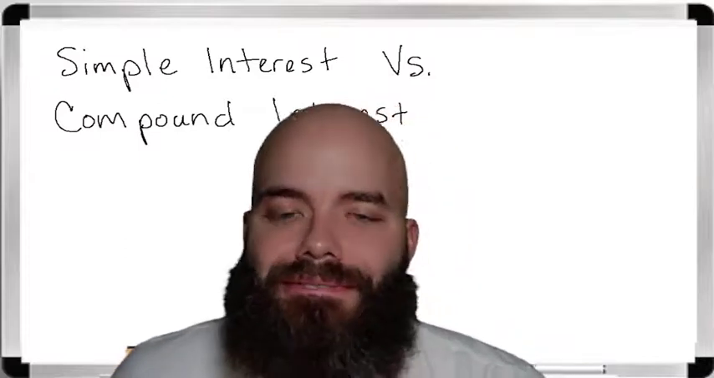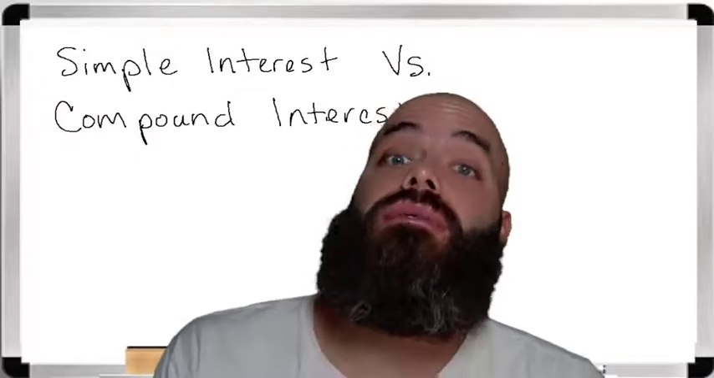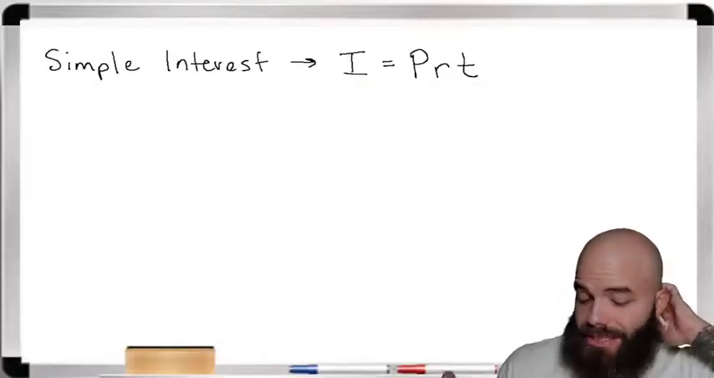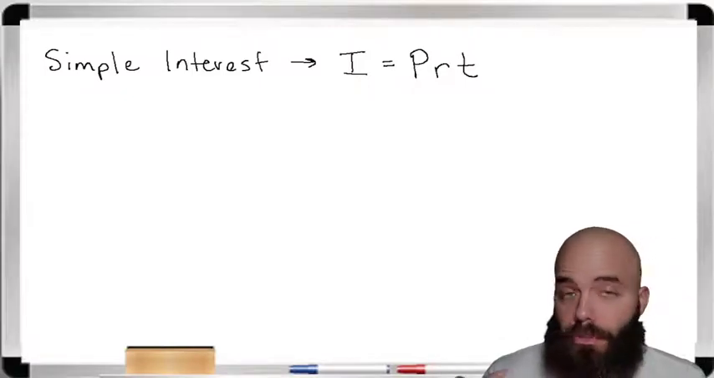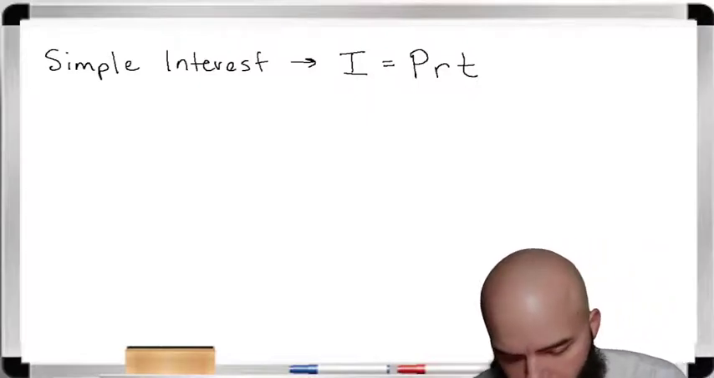Alrighty, so we need to figure out the difference between simple interest and compound interest. Let's go. So simple interest is the interest is equal to the principal amount times the rate. The rate needs to be a decimal.